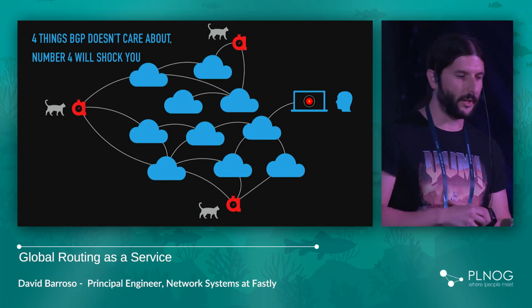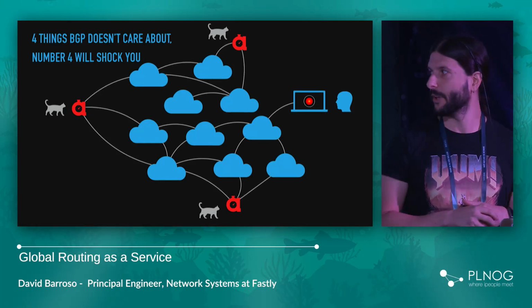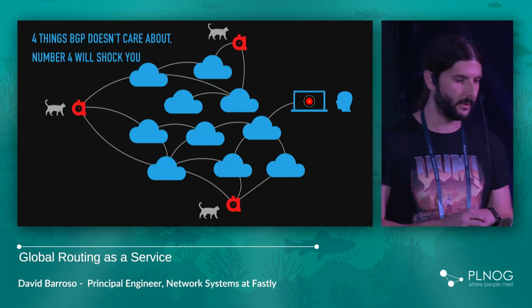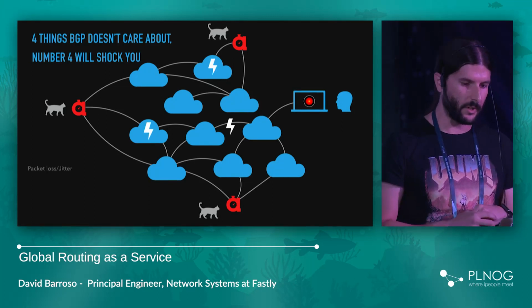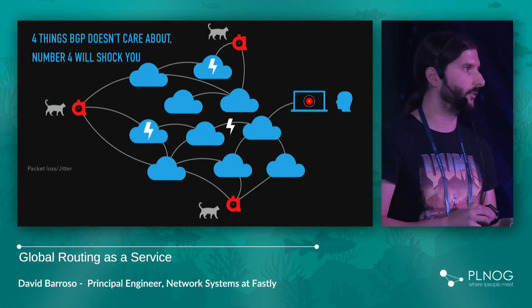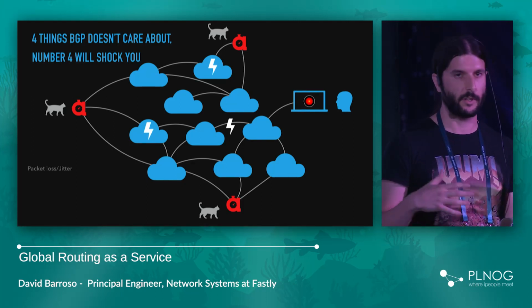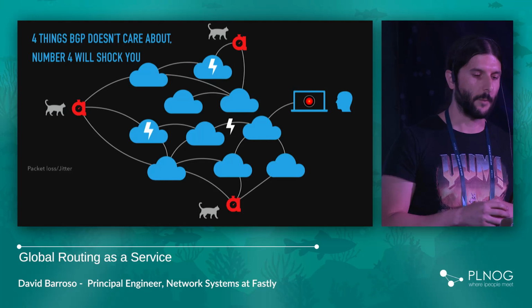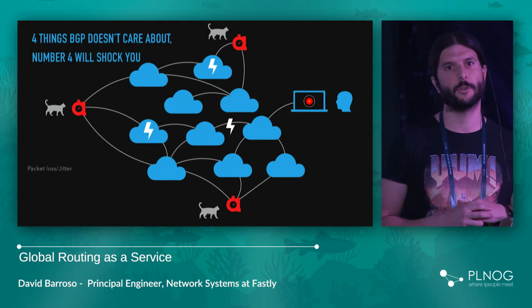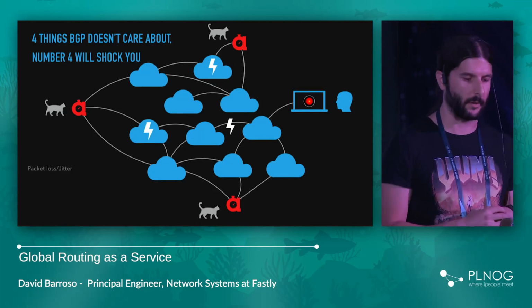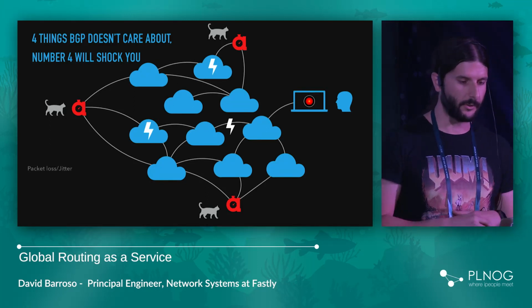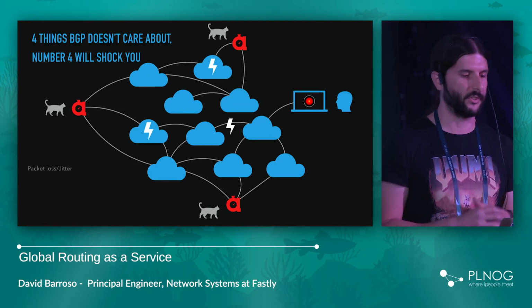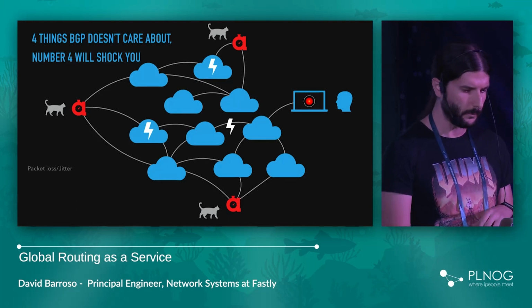So BGP is great, but there are at least 4 things that BGP doesn't care about. Number 4 will shock you. The first one is packet loss and jitter. BGP will tell you how to reach a particular destination, but it won't tell you the quality of that particular path. If there is internet weather, or if there is congestion or something else going on in the internet, BGP won't signal back to you.